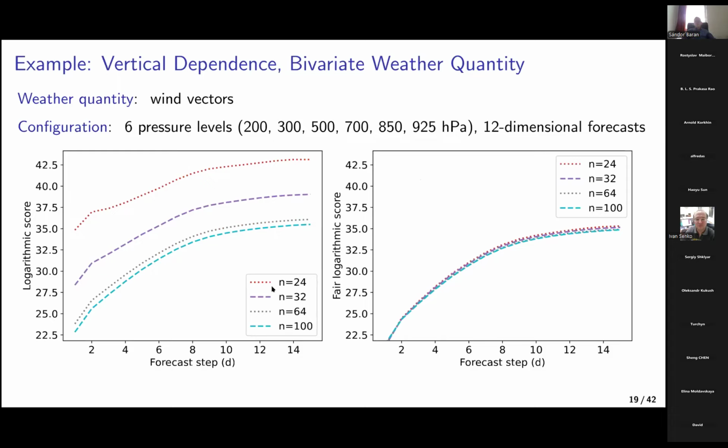Naturally, now we cannot deal with a 16-dimensional ensemble. So the starting is 24 members, but the results are the same. The fair log scores are not as perfect as before, not as close to each other as before, but still the deviations are pretty small. I will explain the deviations a bit later. So those were our experiments.